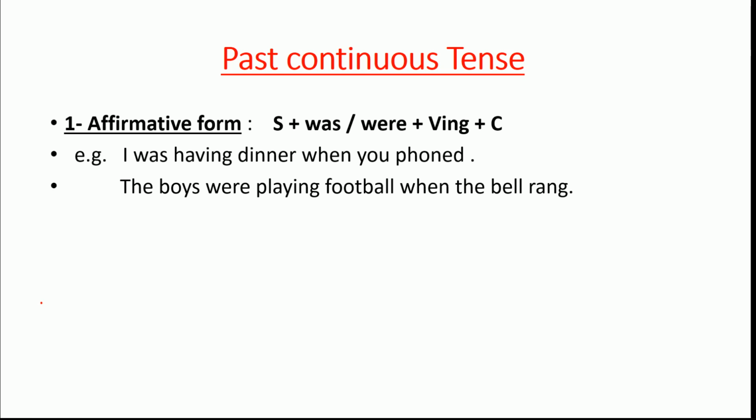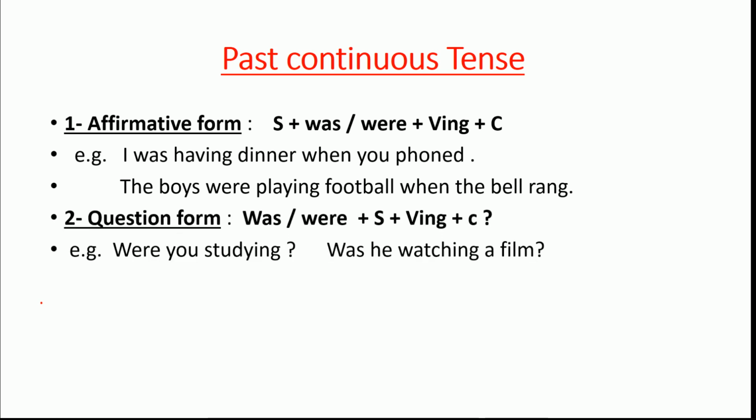In the affirmative form, we use subject plus was or were plus verb ing plus the complement. For example, I was having dinner when you phoned. As we can see, I was having is in the past continuous tense, and the next one is simple past. The second example, the boys were playing football when the bell rang.